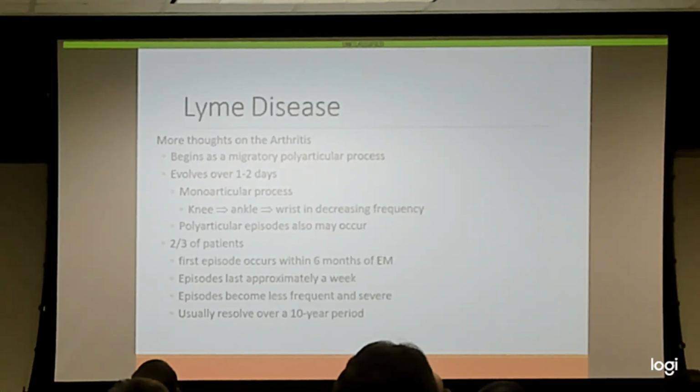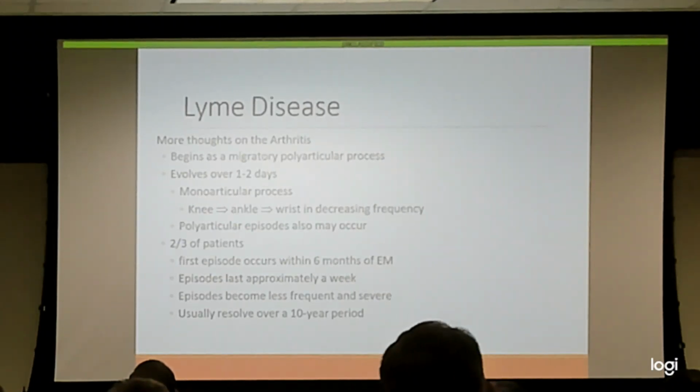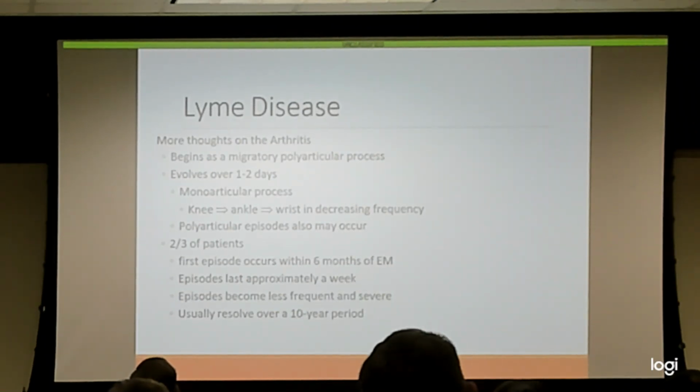All right, so when it initially starts, it can be several joints, but then usually it'll go down to one joint. Usually the bigger joint will be your knees, the most common. Then it can spread to your ankle, and then it can spread to your wrists. And then there's your time period, usually your first episode within 6 months of your 3-month migraines appearing.